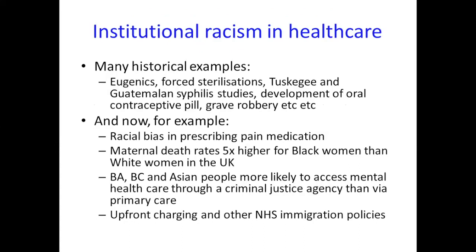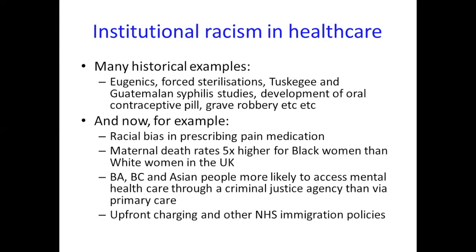So looking at institutional racism in healthcare, there are many historical examples and I've listed only very few. So some examples of racism in healthcare include eugenics, which is most known about with regards to the Nazis in World War II. There's a history of forced sterilizations, many examples of this throughout the world. Also unethical research, so for example, experimentation with the Tuskegee and Guatemalan syphilis studies and the development of the oral contraceptive pill. And also, for example, grave robbery, so bodies of slaves were stolen and there was a trade in them so that doctors and medical students could do autopsies to gain medical knowledge.